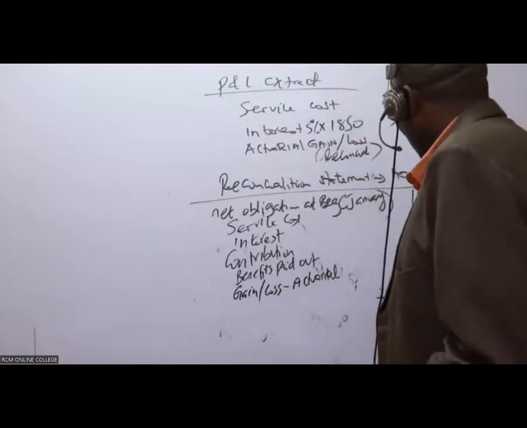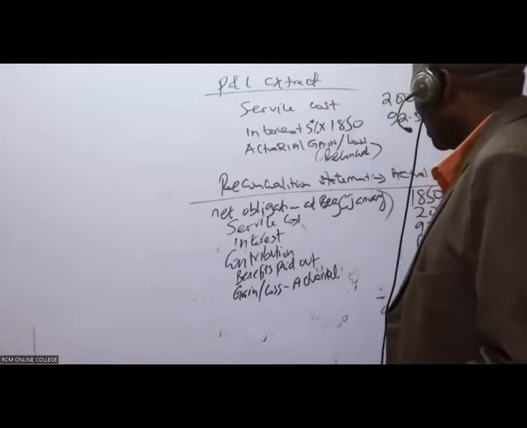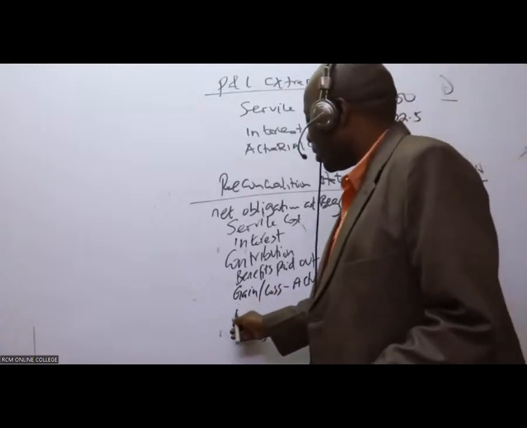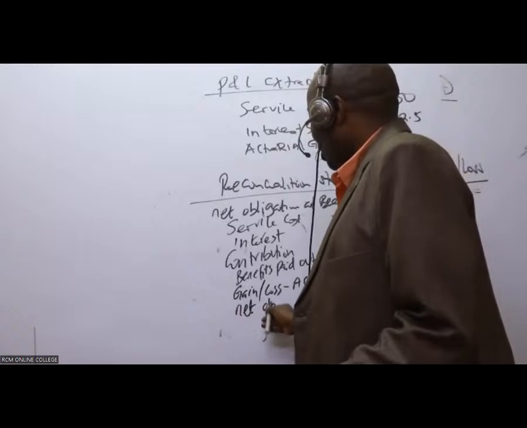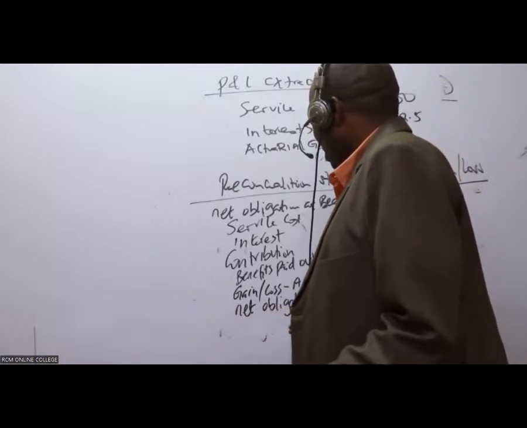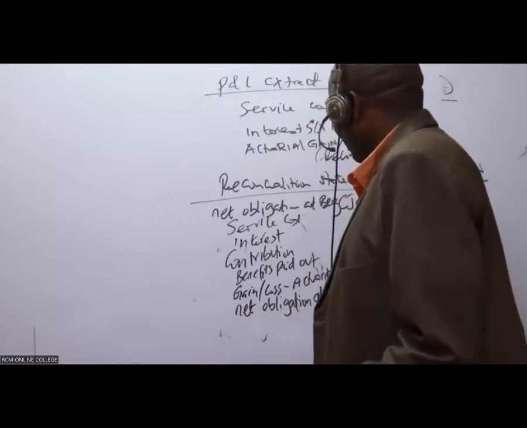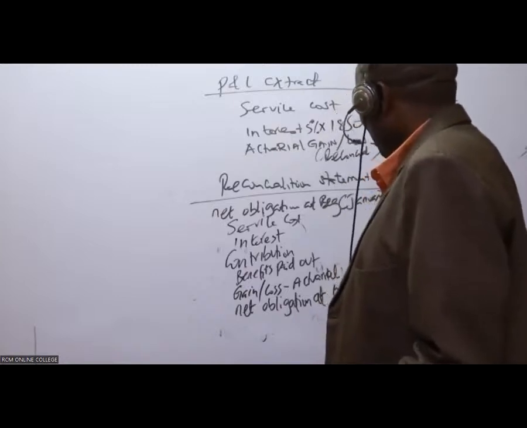Now, ladies and gentlemen, after that we have the gain or loss, actuarial. I will underline here, and then I put the net obligation at the end. Net obligation at the end.